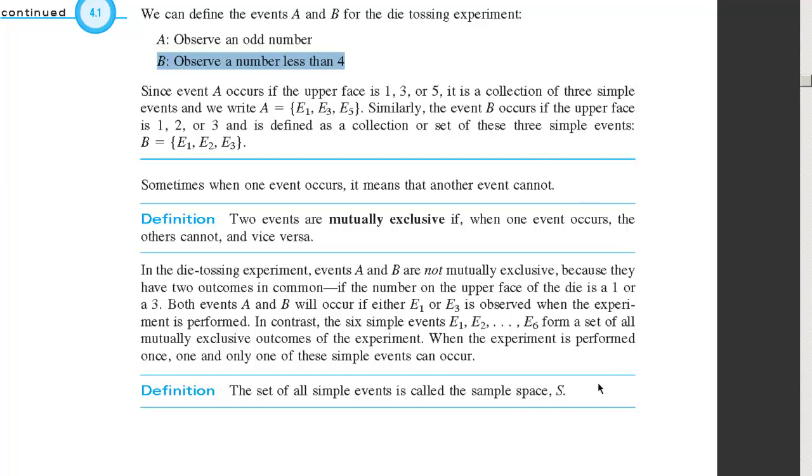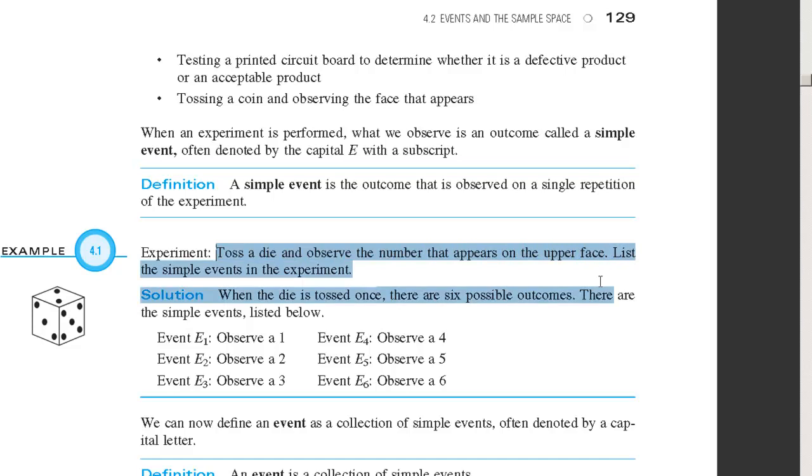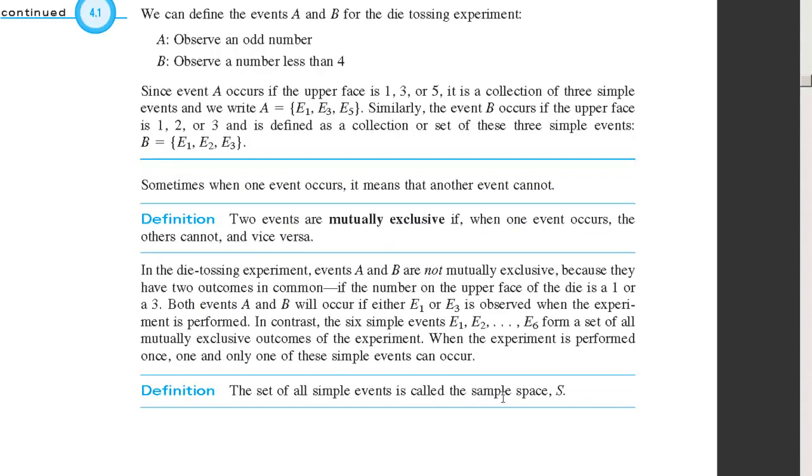Okay, now the next definition is the set of all simple events is called the sample space. So going back to up here, here we had an experiment which was toss a die and observe the number that appears on the upper face. List the simple events in the experiment. So these are the simple events that can occur. You can get a 1, 2, 3, 4, 5, or 6. So the set of all the simple events altogether is called the sample space. Okay, that's the set of all possible things that can happen, the set of all possible outcomes from the experiment.